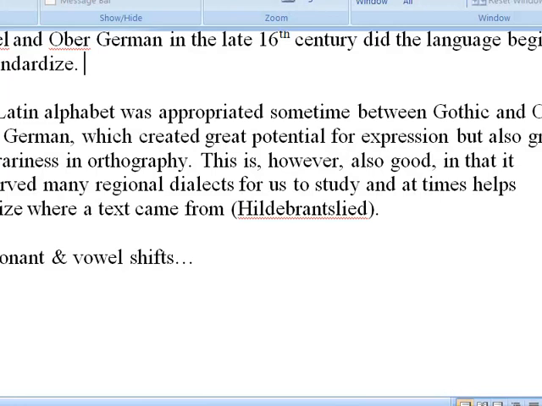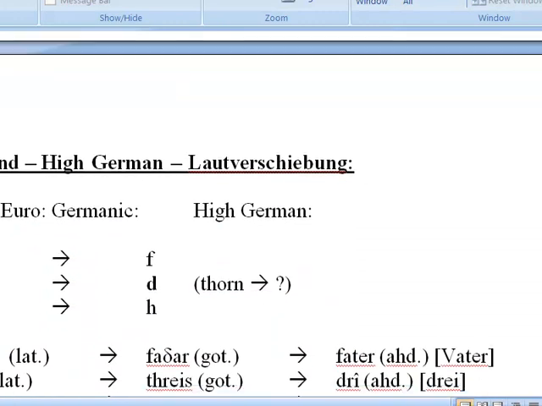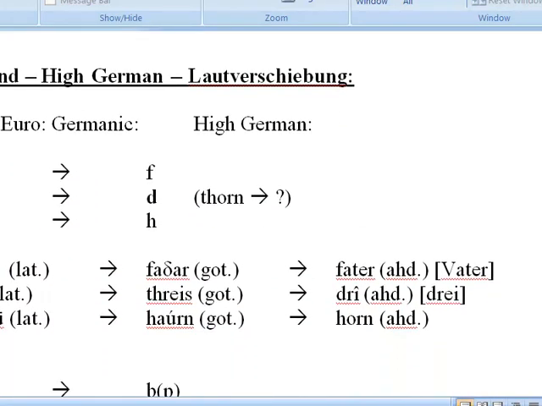Okay, so the defining factor for this time period, the Old High German, is what's called the Second or High German Lautverschiebung, or sound shift. This one takes us from Germanic to High German, and High German is what we have in Germany today. If we put the first sound shift page next to this one, we're going to see systematically the sounds that were shifted.